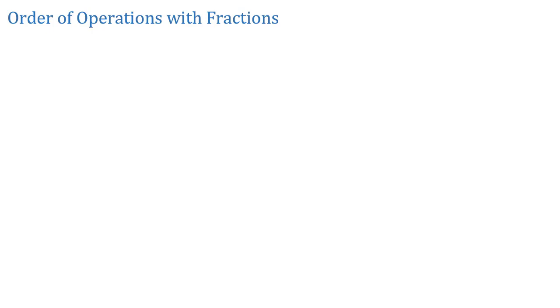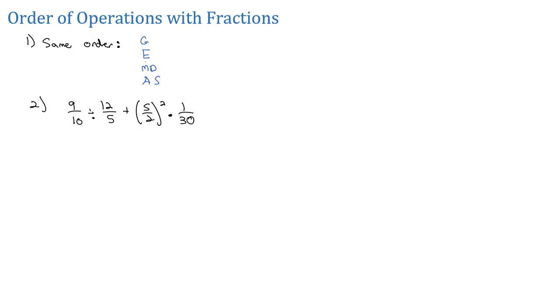Now that we've done all the operations with fractions, we're ready to look at how order of operations works when dealing with fractions. And the nice thing is it is the same order we saw before when working with order of operations. And that's our GEMDAS: grouping, exponents, multiplication and division, addition, and subtraction. So if I had an example like 9/10 divided by 12/5 plus (5/2) squared times 1/30, I just need to follow order of operations, and then each operation uses the fraction concepts we've seen in this unit.